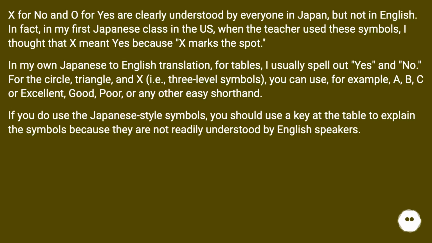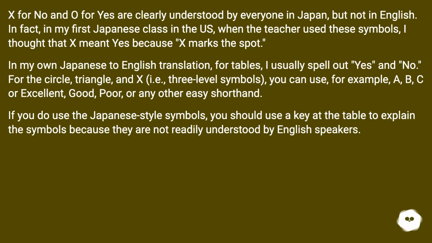X for no and O for yes are clearly understood by everyone in Japan, but not in English. In fact, in my first Japanese class in the US, when the teacher used these symbols, I thought that X meant yes because X marks the spot. In my own Japanese to English translation, for tables, I usually spell out yes and no.